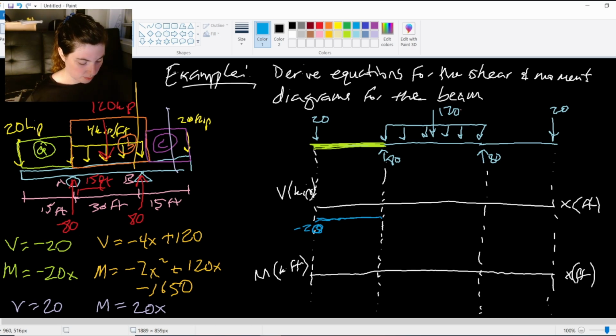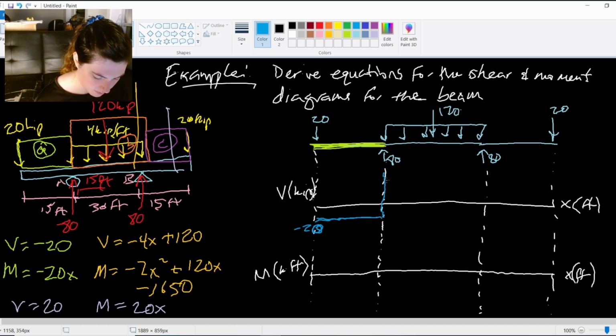So I'll go ahead and plug in my beginning point, which is going to be at x equals 15. It's at the 15-foot mark on the beam. So 15 times -4 is going to be -60, plus 120 is 60. So my next spot on this graph is going to jump up here from the -20 all the way up to 60. So now my shear value is 60.